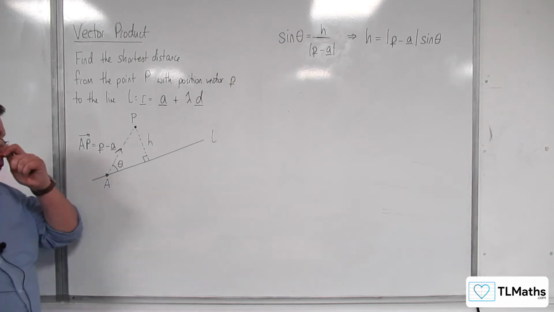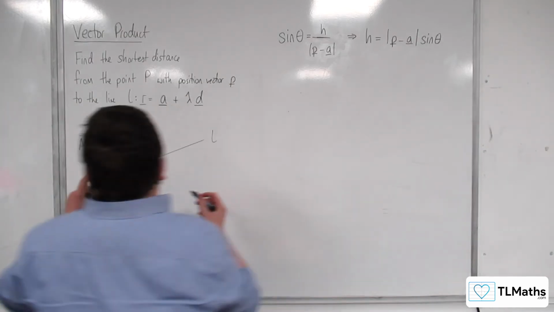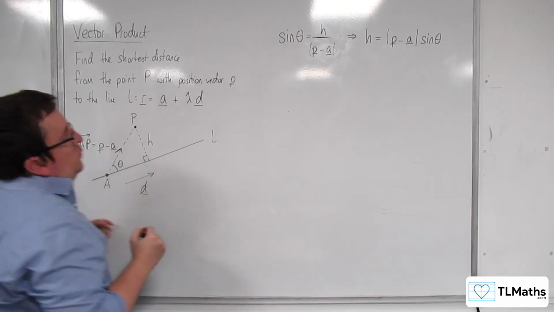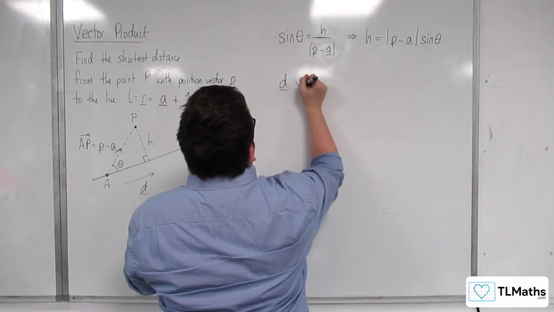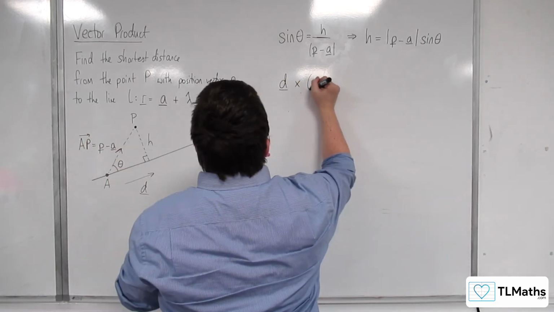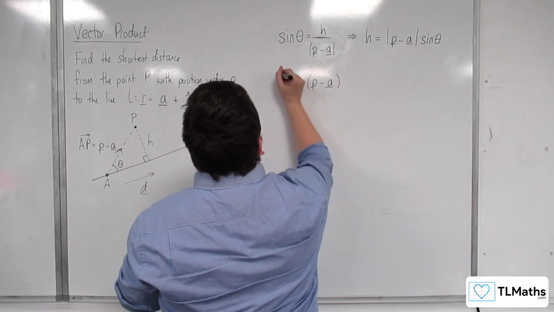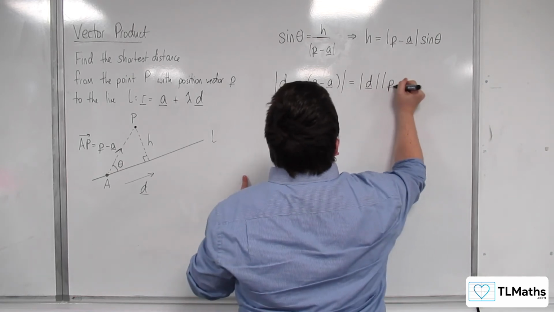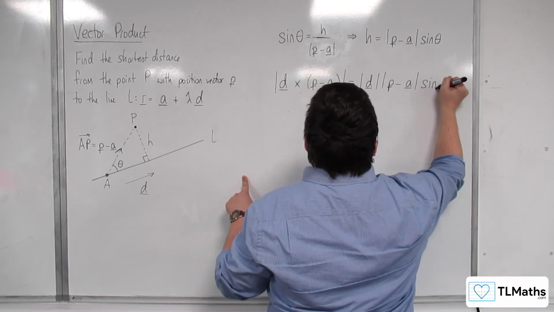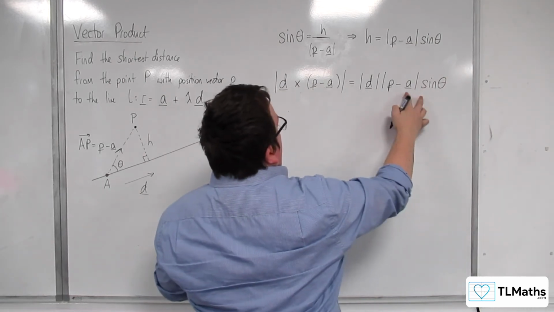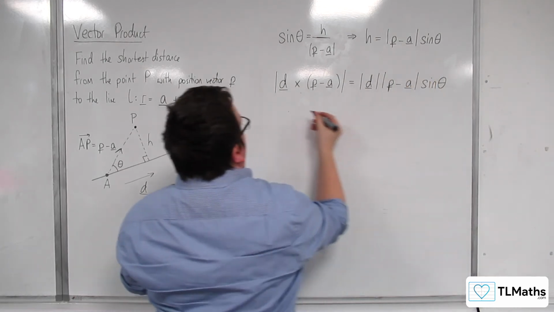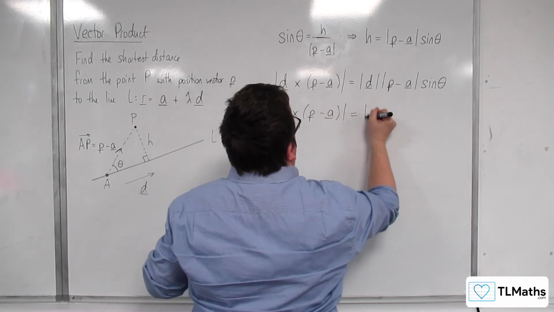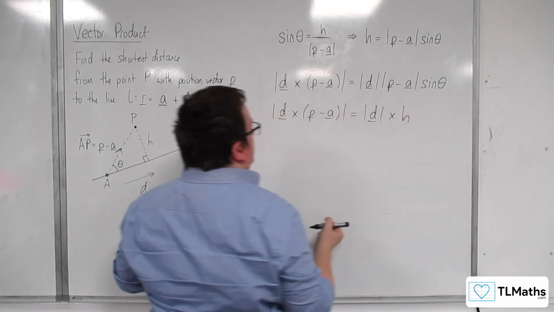Now from the vector product, because we've got the line L is going in the direction D, we can say that D crossed with P take away A, so the length of that is going to be equal to the length of D times the length of P take away A times sine of the angle. Now we've just said that this bit is H. So we've got the length of D cross P take away A is equal to the length of D times H.